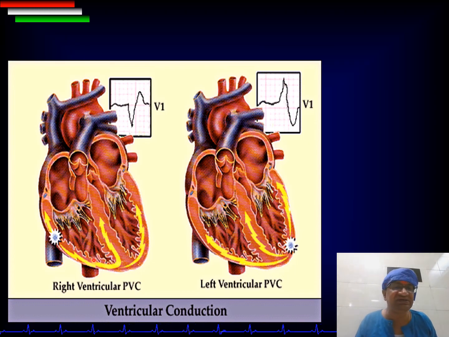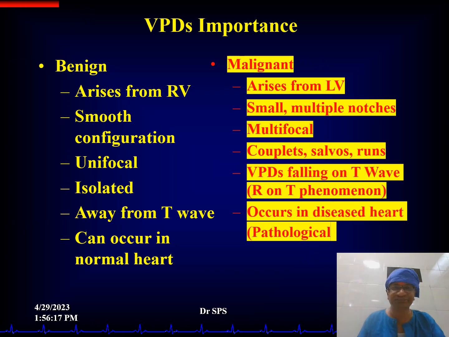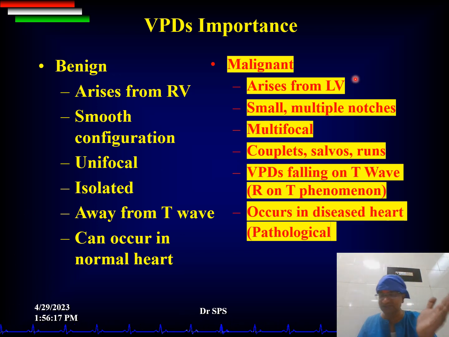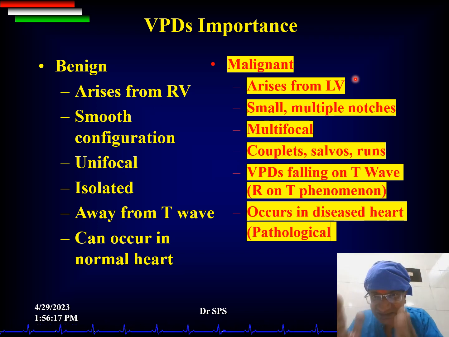Now a right ventricular PVC: when the beat is from there, see here, negative in V1 is RV. This is left ventricle, positive in V1. Very important because left ventricular PVC is more likely to be malignant. So these are all the importance. Arises from RV, smooth configuration, unifocal, isolated, away from the T wave because R on T is dangerous, can occur in a normal heart. But if it arises from LV, multiple, some BP changes, R on T phenomenon, already there is a diseased heart, then we need to treat these VPCs.